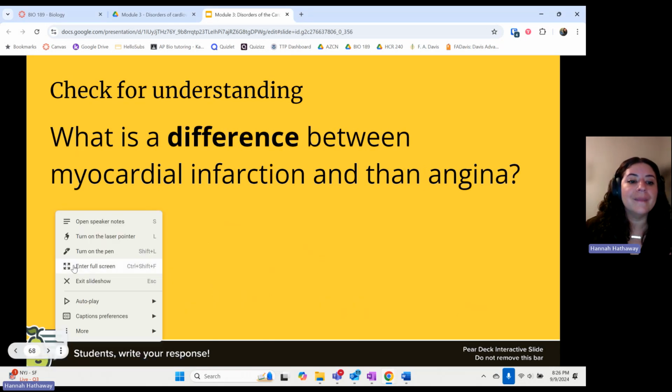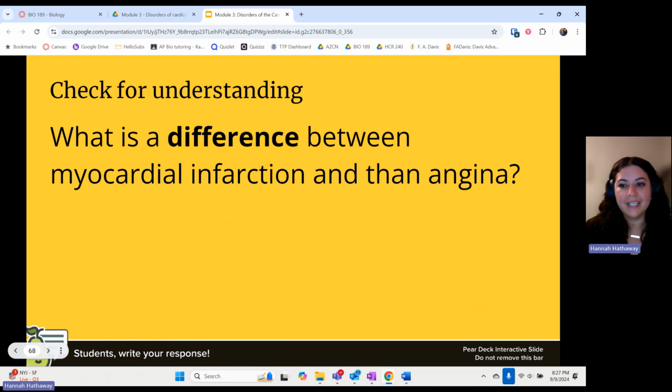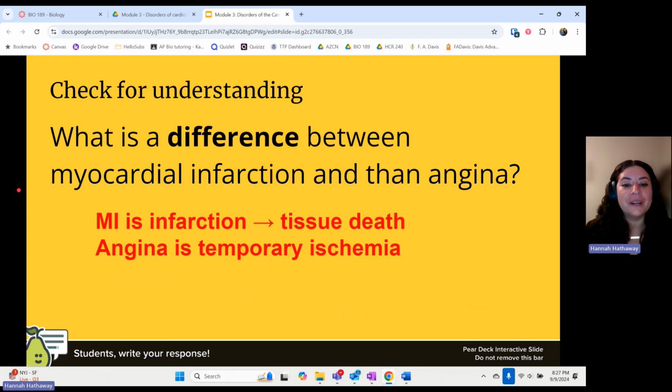Okay, so those were similarities. What are some differences between myocardial infarction and angina? So myocardial infarction, once again, tissue has died. So you're going to see markers of tissue death, things like cardiac troponin, and the pain is going to persist. Angina, temporary ischemia. So you're still going to have pain, but it's going to get better with rest. It's going to get better with nitroglycerin. That's the difference between the two types of acute coronary syndrome. So the difference between not enough oxygen getting to the heart: myocardial infarction and angina.